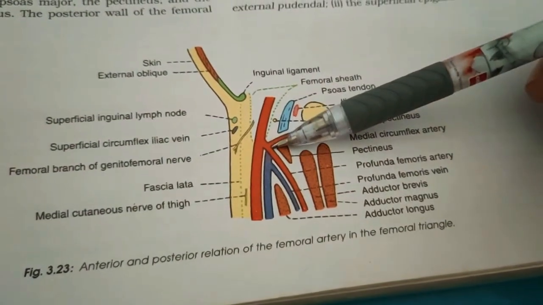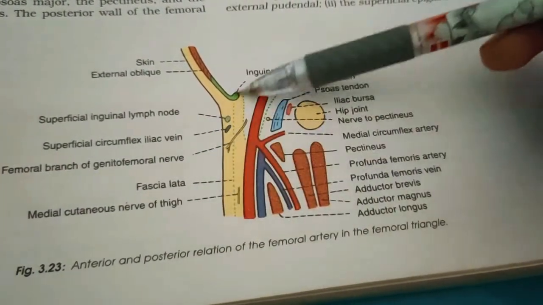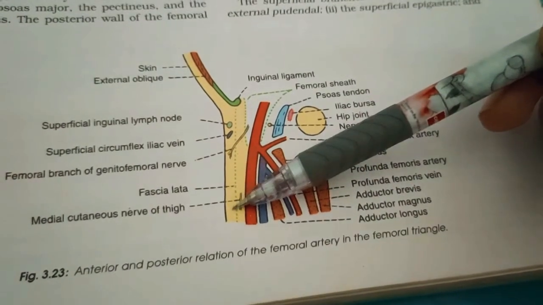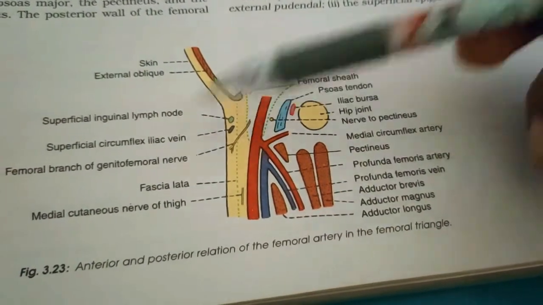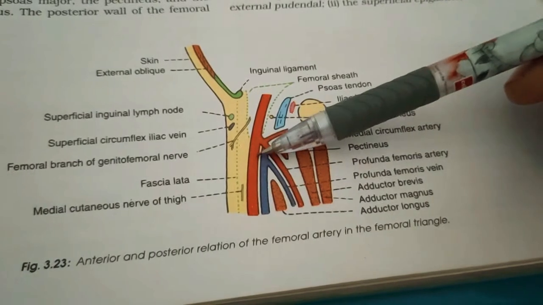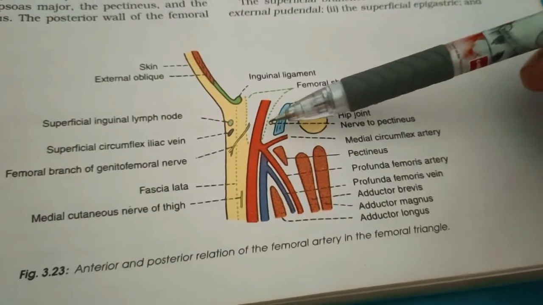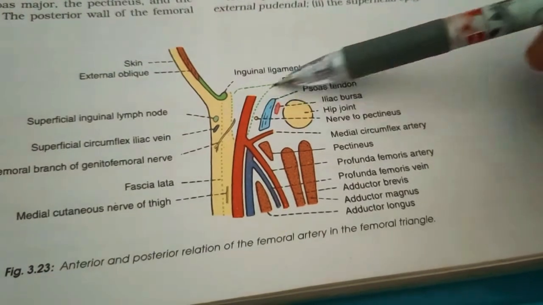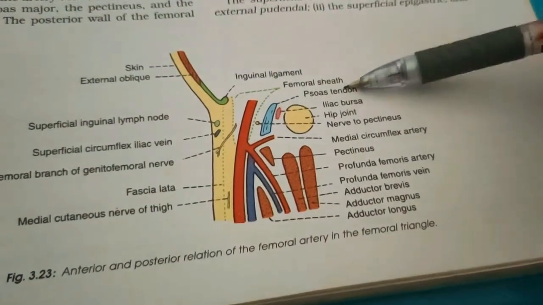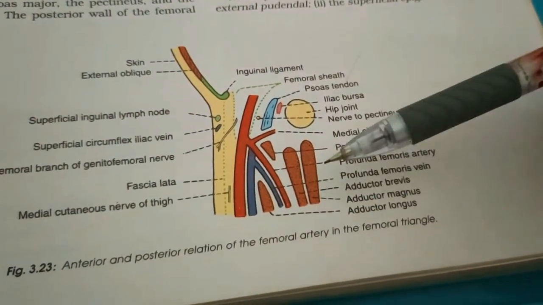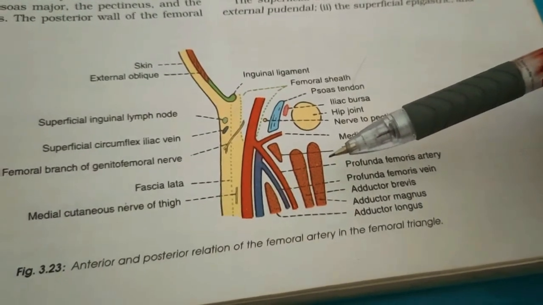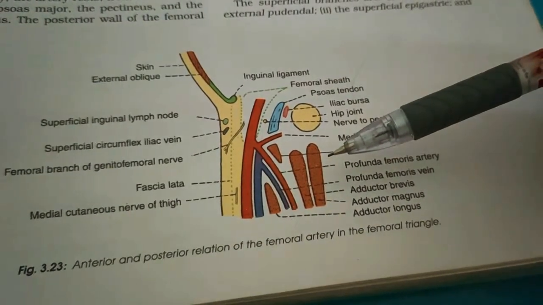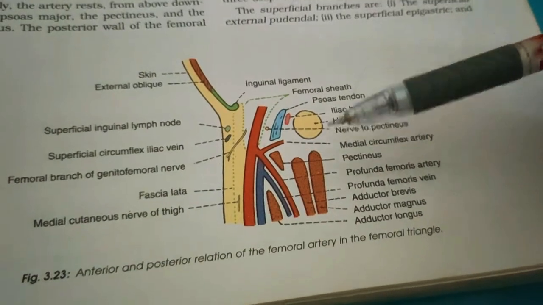So the first anterior relation is of course the skin. You will have the skin outside. After that you will have the superficial fascia. After the superficial fascia you will have the deep fascia, and after that you will have the anterior wall of femoral sheath, right? Because you can see here this green dotted line, this is the femoral sheath. Actually the femoral sheath encloses the artery, vein and also the lymph nodes, but it will not accompany the nerve, right?